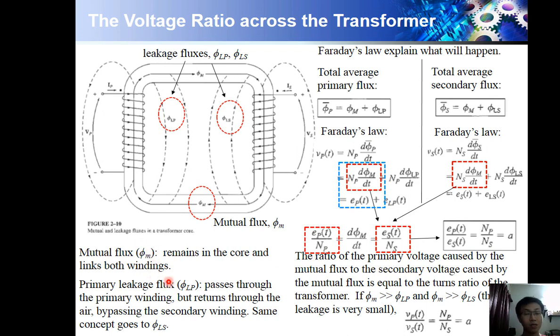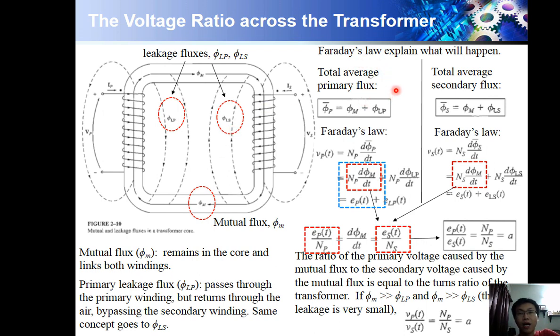And then the primary leakage flux is phi LP. It passes through the primary winding here and then returns through the air. This is a leakage, bypassing the secondary winding. Bypassing means going outside. The same concept goes for the leakage flux due to the secondary winding.